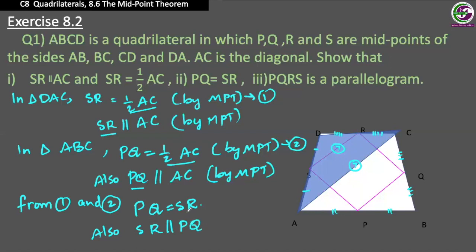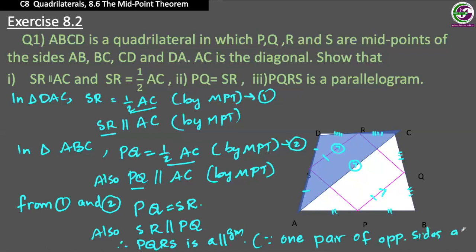So one pair of opposite sides are equal and parallel. So we find that PQRS is a parallelogram. Therefore, PQRS is a parallelogram because one pair of opposite sides are parallel and equal. That's what we have to show, PQRS is a parallelogram.